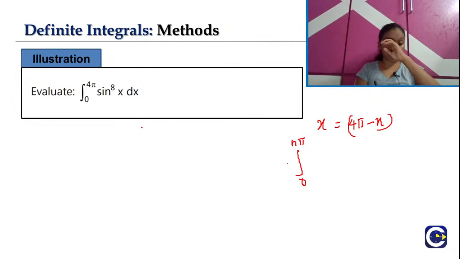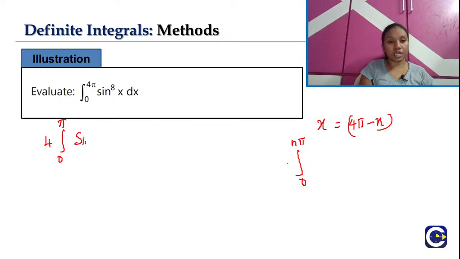Here it's sine power 8x, so it will remain as it is even if I substitute this. So I can write this n coming here, and this turns out to be 0 to pi sine power 8x dx. So the same thing again here: if I substitute this pi and it remains the same f of x, then how can I rewrite?